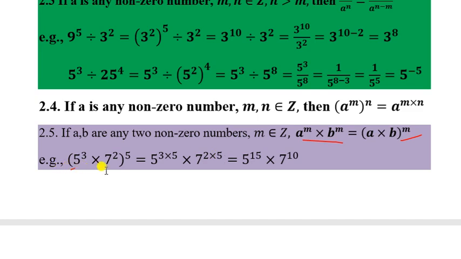5 to the power 3 and 7 to the power 2, to the power 5. That means this 5 will come to this 3 also and this 2 also. Remember this, exponent always you have to calculate with exponent only. Don't multiply with 5, don't multiply with 7. You have to calculate with exponent only. That's why 5 to the power 5 into 3, and 7 to the power 2 into 5. I said exponent always you have to calculate with exponent only, not with base. So 5 to the power 15 and 7 to the power 10. This way it will come.